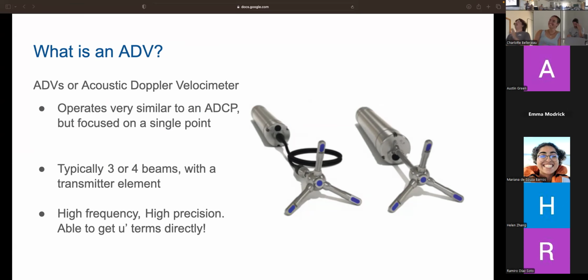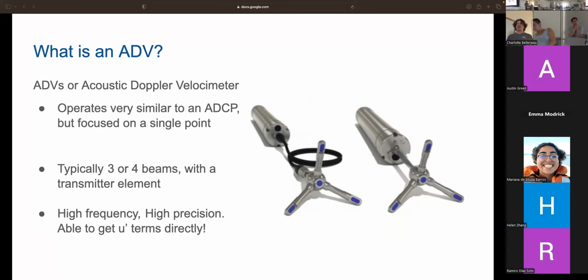Anyways, the other fancy tool, which I'll spend less time talking about, is called an ADV, or acoustic Doppler velocimeter. They basically operate on the same principle as ADCPs, but the big difference is that rather than having divergent beams, you have your beams converge onto a single volume. And so we consider these to be point source measurements of velocity.